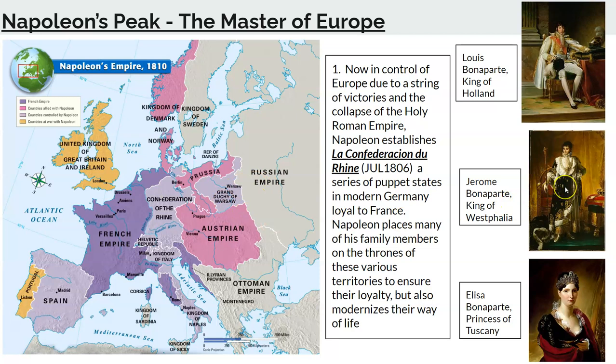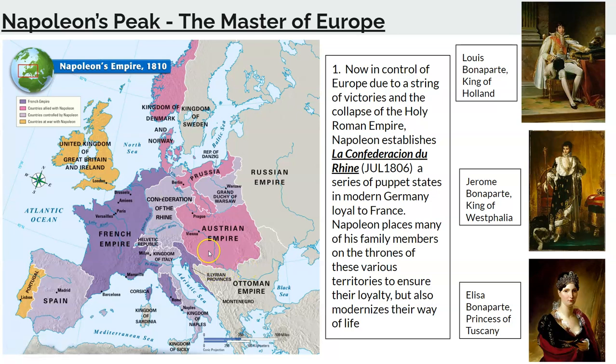So most famously, his brother Jerome, he said, hey, you're now king of Westphalia. Good job, you. And even in other places outside of the Holy Roman Empire, such as Italy or Holland or the Netherlands, he decides to put his other brothers and sisters as leaders of those places. So he's like, Louis, you're now King Louis of Holland. You're welcome. Little sister Elisa, you're now Princess of Tuscany, which is a part of Italy.